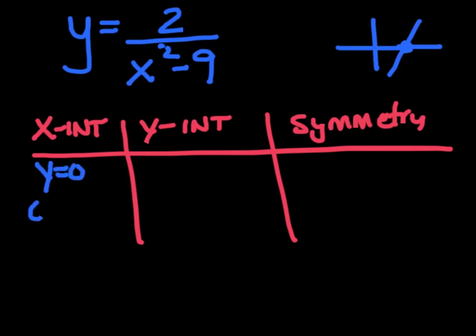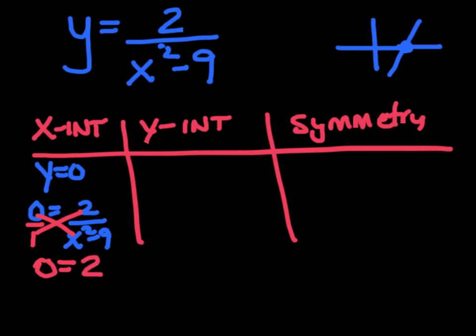So I'm going to substitute 0 into y, so I've got 0 equals 2 over x squared minus 9. Now, if it helps, you can always put that number over 1, and because there's an equal sign, a quick cross multiply. 0 times anything is 0. Set that equal to 1 times 2. 0 equals 2. Does that make any sense to you? I sure hope not, so that just implies that there are no x-intercepts.